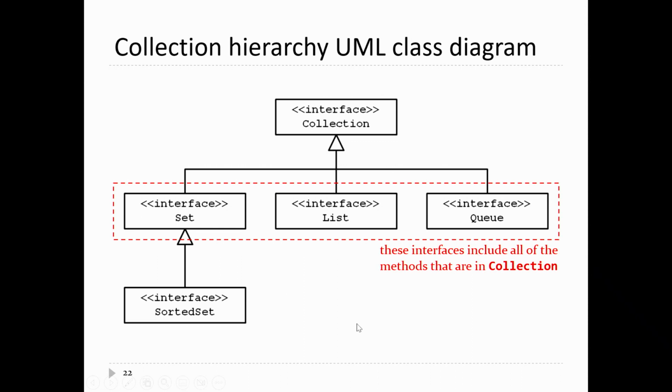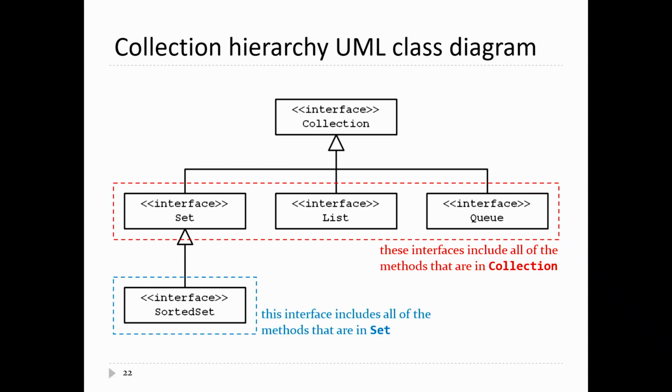Okay, so I guess the next set of slides describes what I just told you, right? So everything in red, those interfaces include all the methods that are in collection. Sorted set includes all of the methods that are in set. Oh, sorted set, by the way, is the interface that tree set implements. Hash set implements the set interface, so hash set is not a sorted set, but tree set is a sorted set.